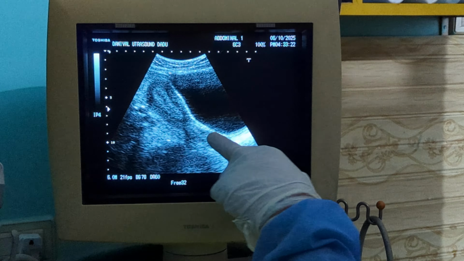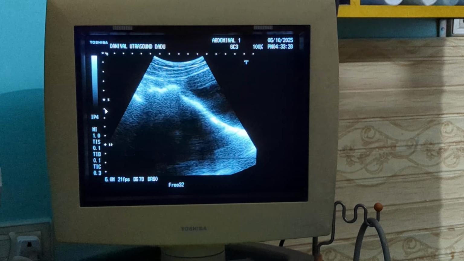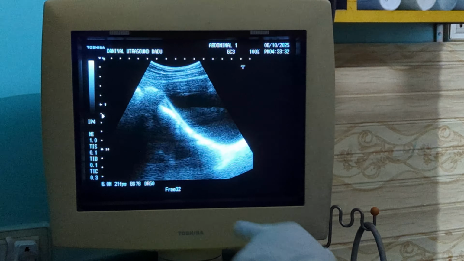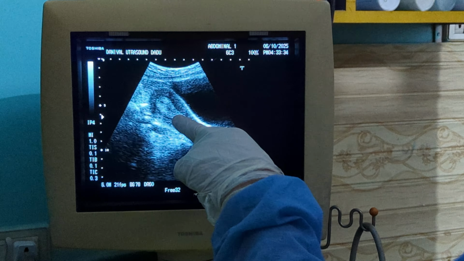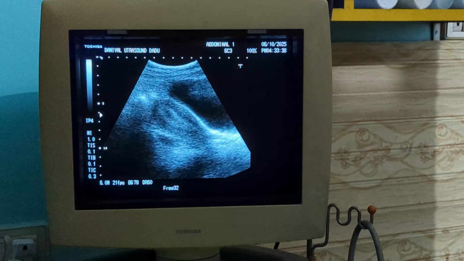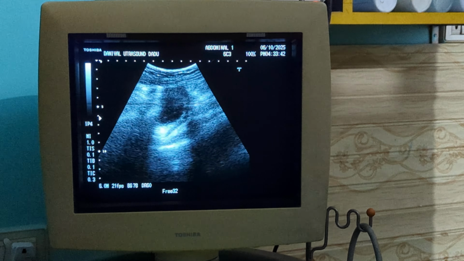The cervix is also enlarged. So we are watching here the dermoid cyst, endometrial hyperplasia with enlarged uterus, and another finding is here. It's a very typical and interesting case.